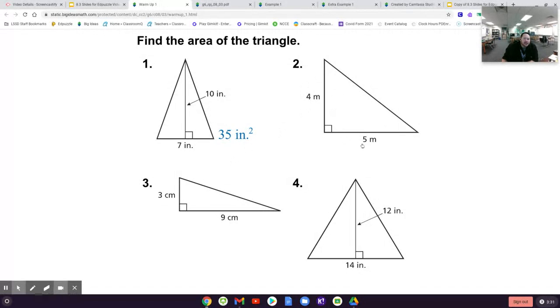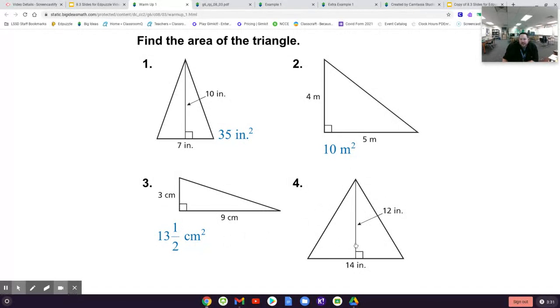What about triangle number 2 that has a base of 5 and a height of 4? 5 times 4 is 20, cut in half is 10 square meters. What about triangle 3 that has a base of 9 and a height of 3? Odd numbers make it a little trickier because 3 times 9 is 27, and we have to cut that in half. Half of 27 ends up being 13 and a half, or 13.5 square centimeters.